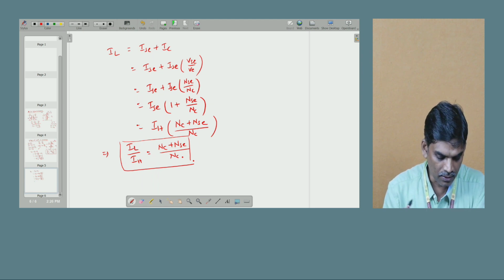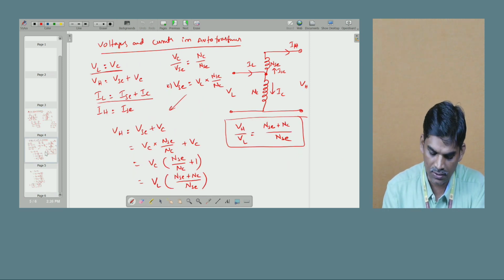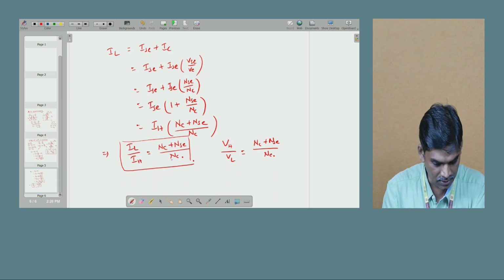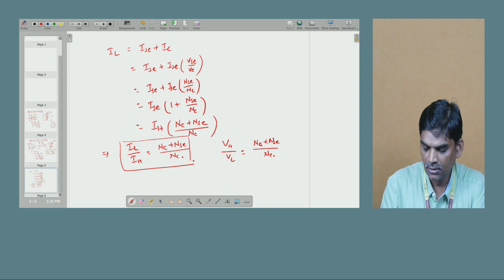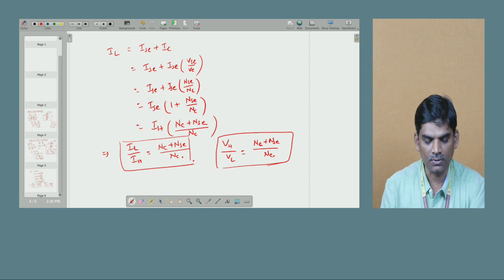Similarly, here we are getting VH by VL is equal to (NC plus NSC) by NC. So low voltage side current by high voltage side current is equal to NC by NSC, or otherwise, high voltage by low voltage is related to the common number of turns plus series winding turns by common turns. These are the relations of the autotransformer.